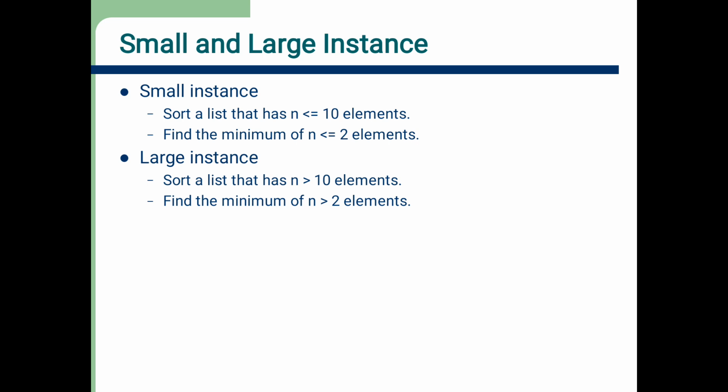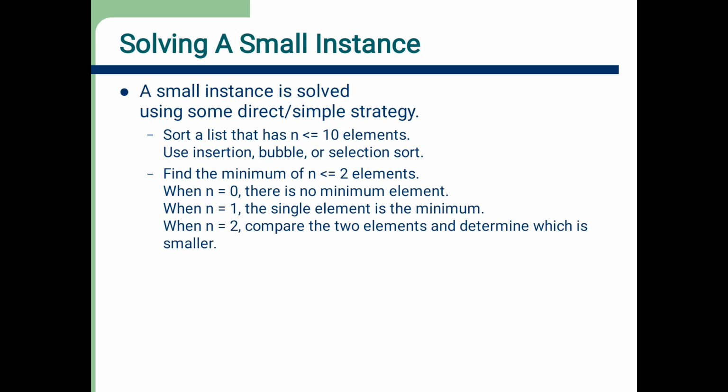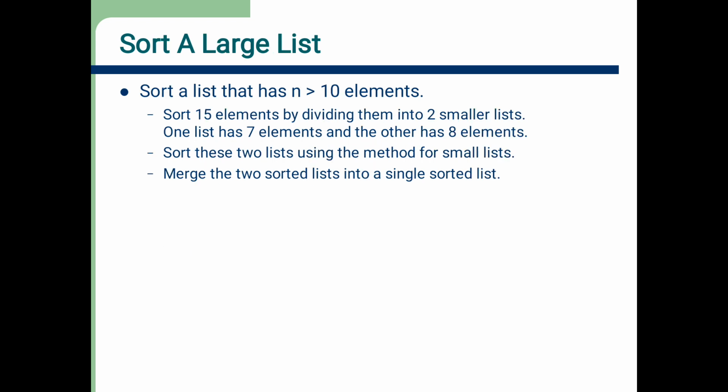A smaller instance for sorting is n less than or equal to 10, if the elements are 10, and for a minimum element, n less than or equal to 2. A large instance is the opposite, that is n greater than 10 and n greater than 2. A smaller instance is solved directly or indirectly. If n equal to 0, there is no minimum element. If n equal to 1, there is a single element. If n equal to 2, there are two elements for comparison purposes.